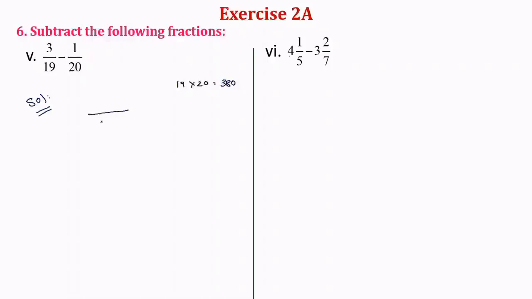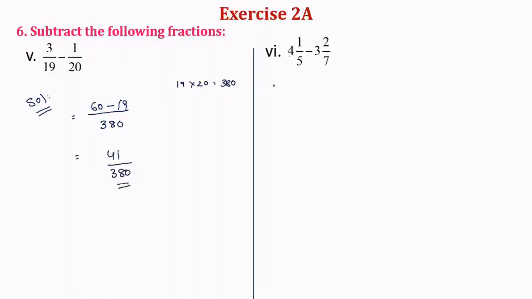So write it in the denominator, 380. So now how many times of 19 will become 380 here? See here, 19 20s are 380. So we have to multiply the 20 with the 3. 3 20s are 60 minus, how many times of 20 is 380 here? 19. So 1 19s are 19. So which gives 60 minus 19, which is equal to 41 by 380. So this is the answer.